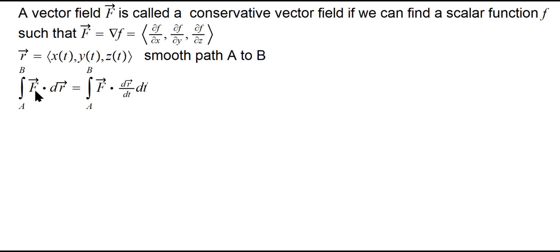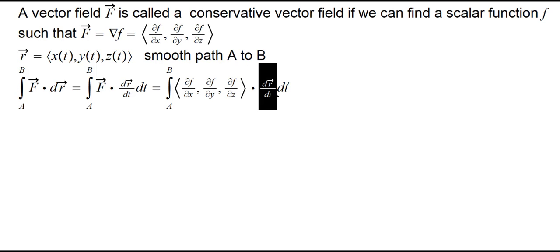So now we are computing this line integral from A to B, and of course that can be written like this. Let's put the values in here now. So who is F? For this example, our F is the gradient of the little f. And dr/dt, of course, would be what? dx/dt, dy/dt, dz/dt. So let's write them down: dx/dt, dy/dt, and then dz/dt.